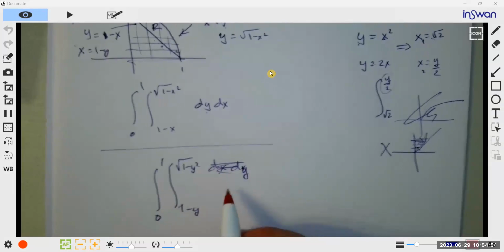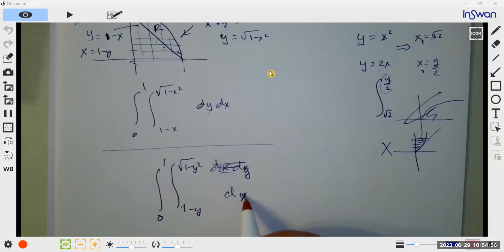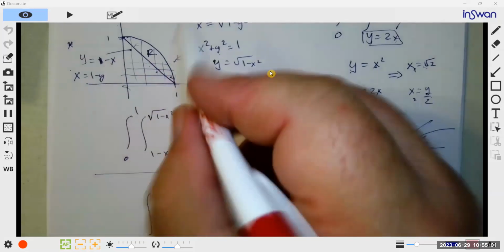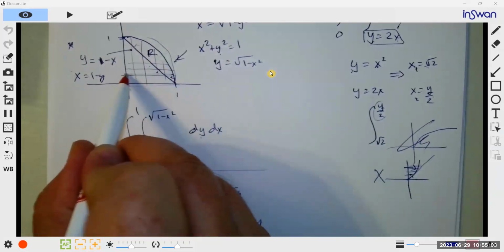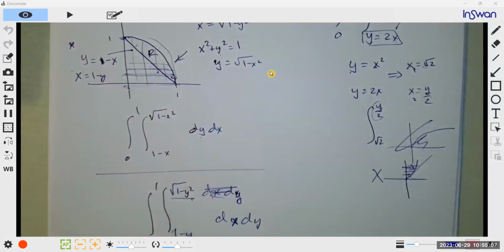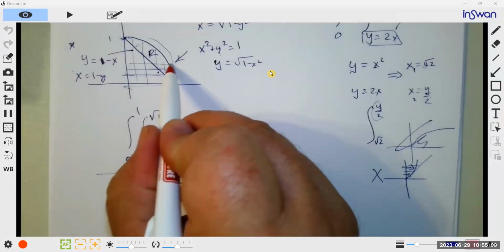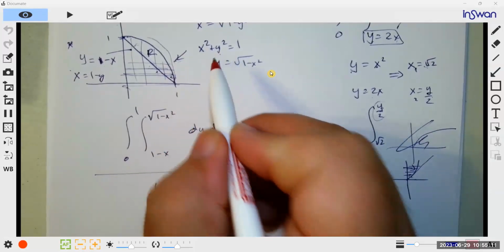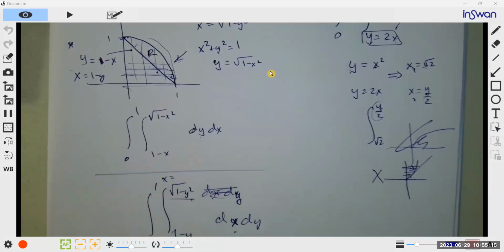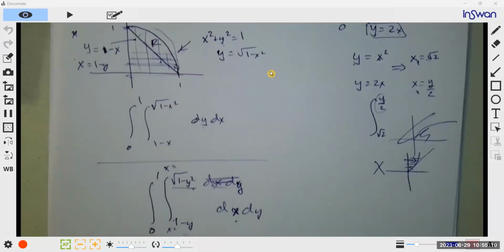So if you're going to switch the order of integration, you have to look at your equations. The outermost, because you're going this direction now, so the higher one goes on top, the lower one goes on the bottom. You have to take the formulas for them and solve for the variable. Since this has to be an equation with respect to x, this has to be an x.